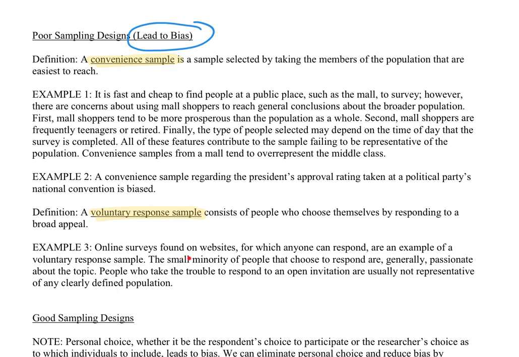Online surveys found on websites for which anyone can respond are an example of a voluntary response sample. The small minority of people that choose to respond are generally passionate about the topic. People who take the trouble to respond to an open invitation are usually not representative of any clearly defined population. So this is an example that you see happen daily.